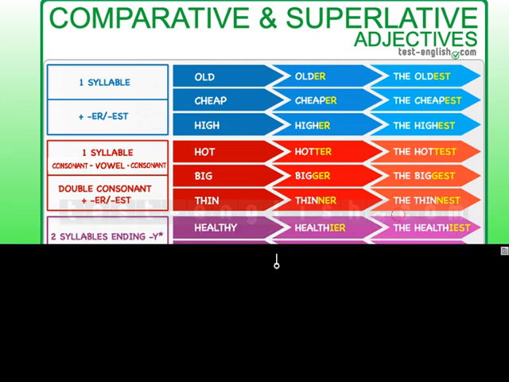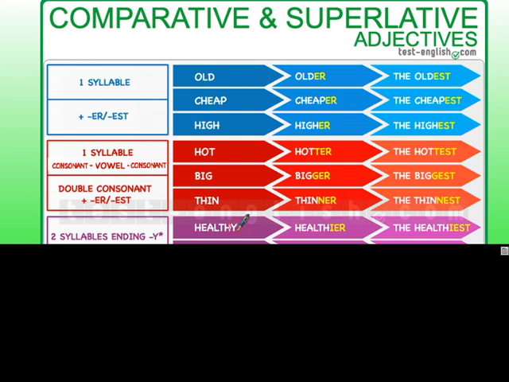Now let's talk about two-syllable adjectives ending with a Y, like the word healthy. Let's count the syllables of the word healthy. Healthy. So yes, it's made up of two syllables and it ends with a Y.